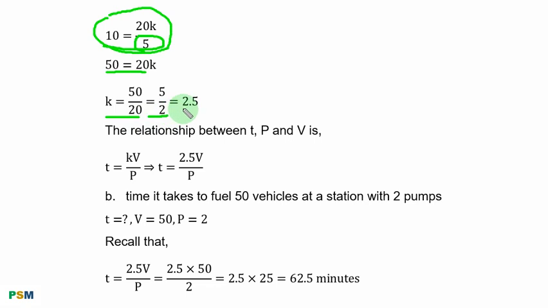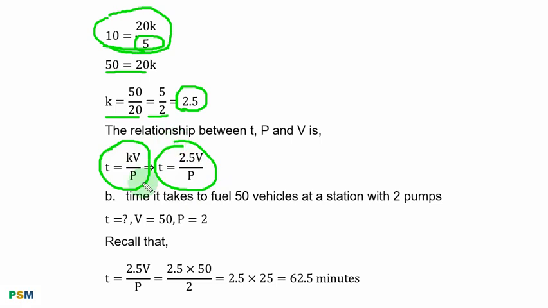In decimal form, you have 2.5. To answer A part of the question, you come back here and replace k with 2.5, and you have the relationship between the variables.